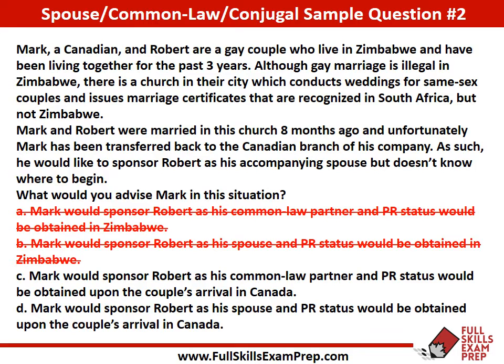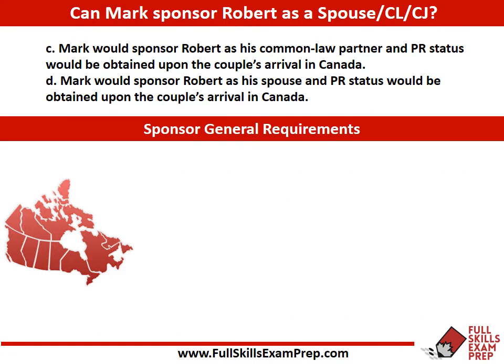All right, so let's take a look at C and D now. So we can see here that C and D are essentially the same answers in terms of when Robert would obtain his permanent resident status. Robert, as we saw before, would obtain his permanent resident status once he arrives in Canada, as long as Mark is with him or living in Canada at that time, of course. Now the difference is whether or not Robert would be sponsored as a common law partner or as a spouse.